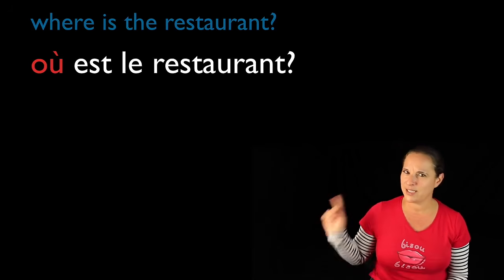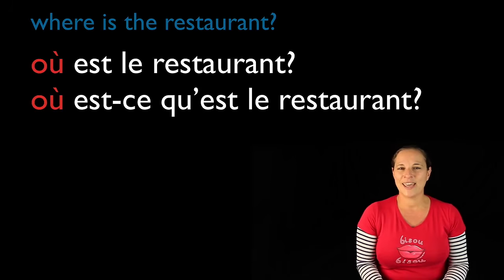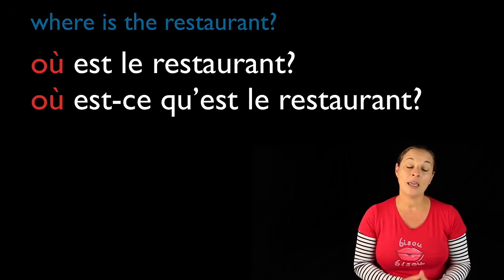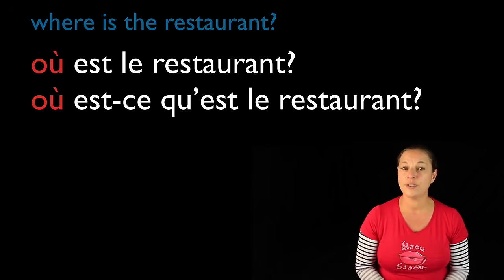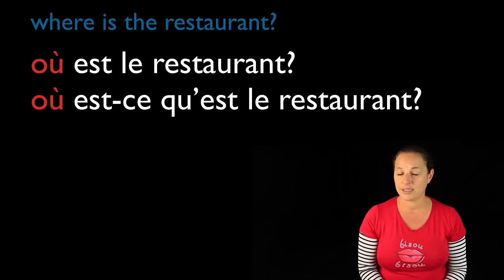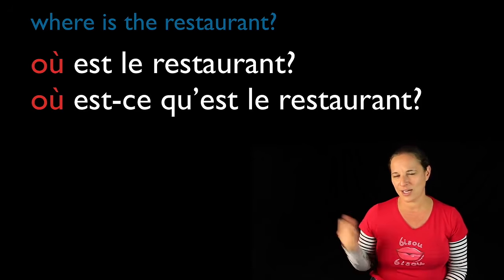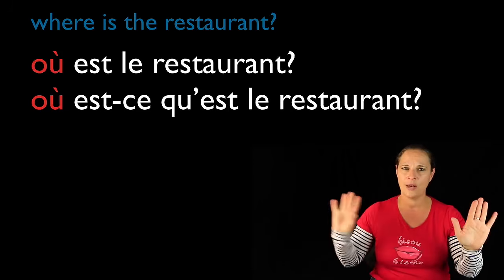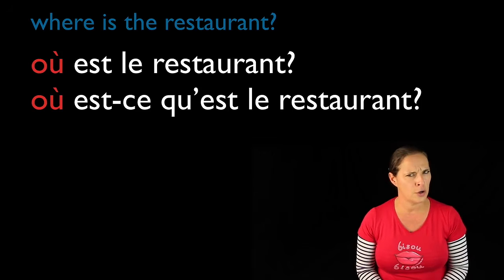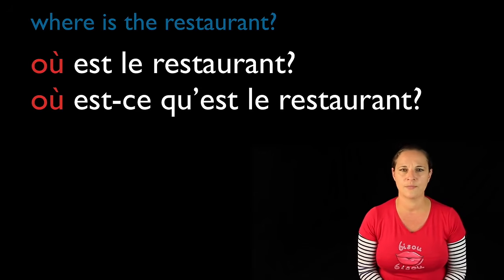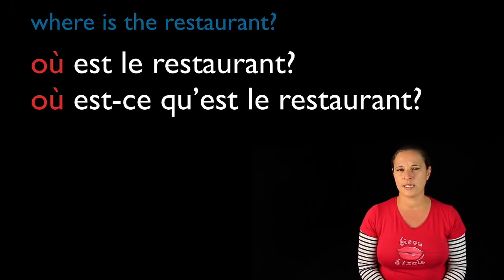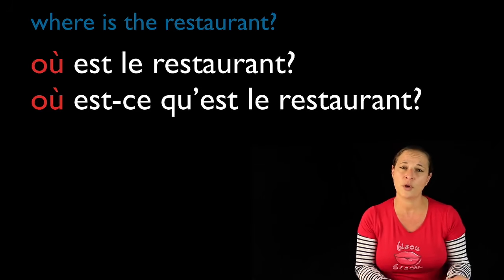But you could do it this way too. Où est-ce qu'est le restaurant? Now, in France, asking questions, we often use est-ce que in our questions, so be aware of that. So basically we have où est le restaurant, and in the middle we've added est-ce que. And we add that a lot in French questions. Now these are what we call the more formal way of asking questions, but these are spoken as well.